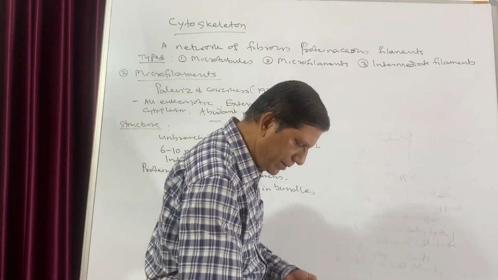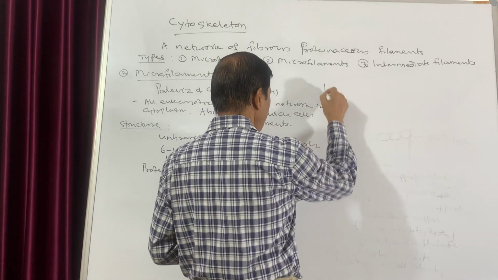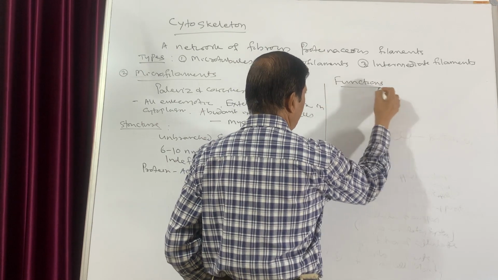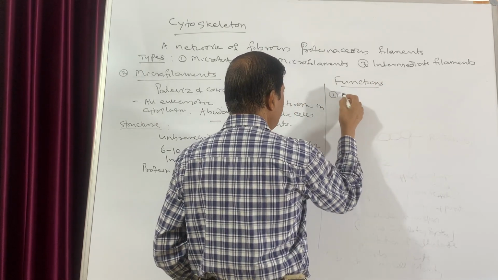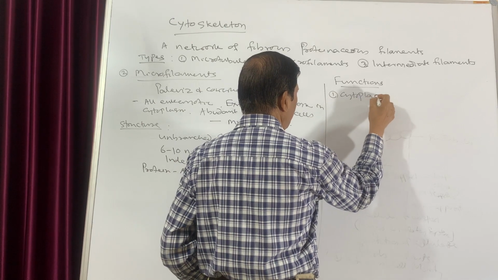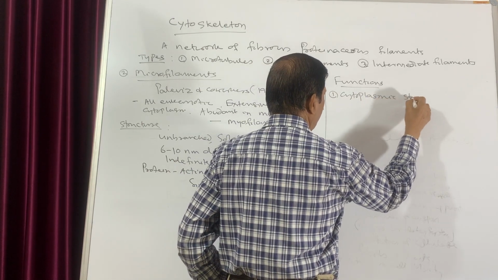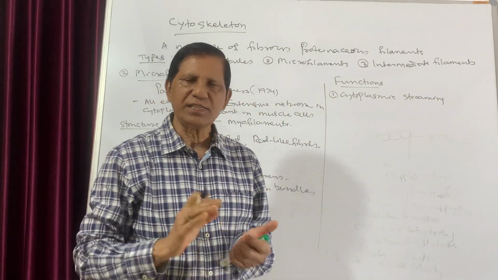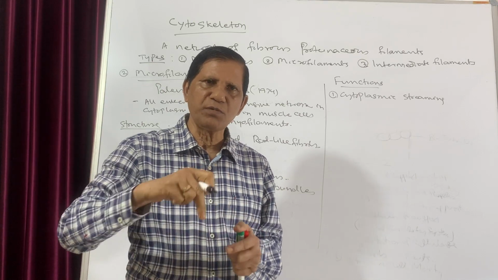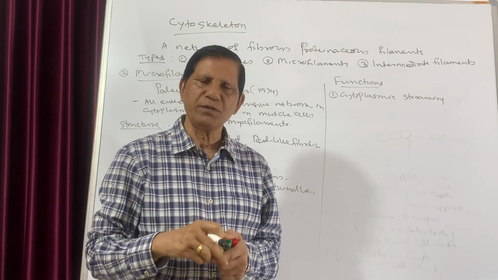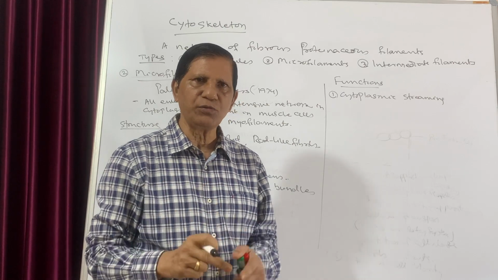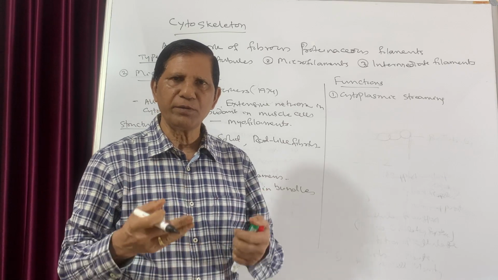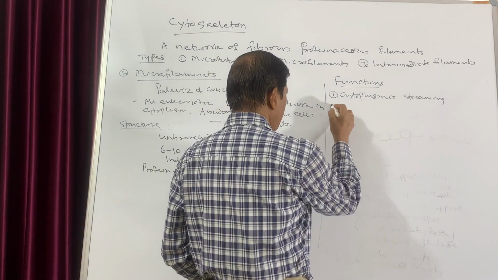So the microfilaments have a lot of functions. Number one function is cytoplasmic streaming. As you know, in all eukaryotic cells the cytoplasm is not constant; it is always in a state of motion. That is known as cytoplasmic streaming, and it is due to the presence of these microfilaments. It is a very important phenomenon. That is why the cytoplasm always remains active. This is the first point.